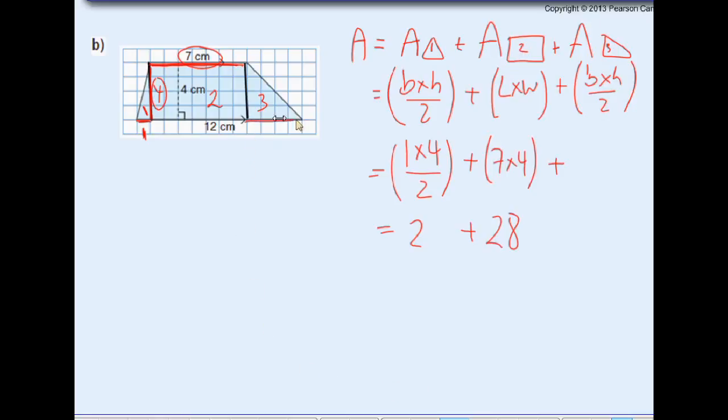And our next triangle here has a base of 4 and also then a height of 4 as well. So 4 times 4 divided by 2. So 16 divided by 2, which is 8. And we will now add that all up together. 28 plus 2 is 30, plus 8 is 38 centimeters squared.